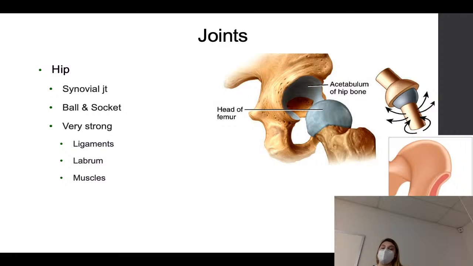It is very strong because you have a lot of ligaments in your hip, which you don't often hear about. You have a labrum in your hip, which is kind of like a suction cup holding that head of the femur into the acetabulum. And you have a ton of muscles surrounding the hip. So in order to hurt the joint, you need to kind of go through all of the rest of that.